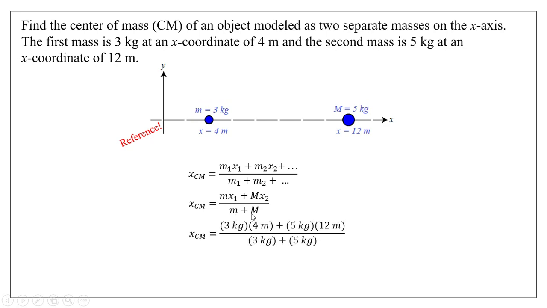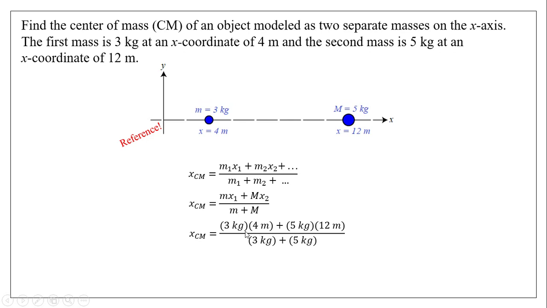So if you just plug in values, little m, in this case, would be 3 kilograms. It is placed at 4 meters to the right of 0. So the position here is 4 to the right. So mass is 3, x1 is 4, plus m, or capital M here in this case, is 5 kilograms. And it is placed at 12 meters to the right of 0. So the 12 here is a positive value. And then the sum of the masses on the bottom would be 3 kilograms plus 5 kilograms.